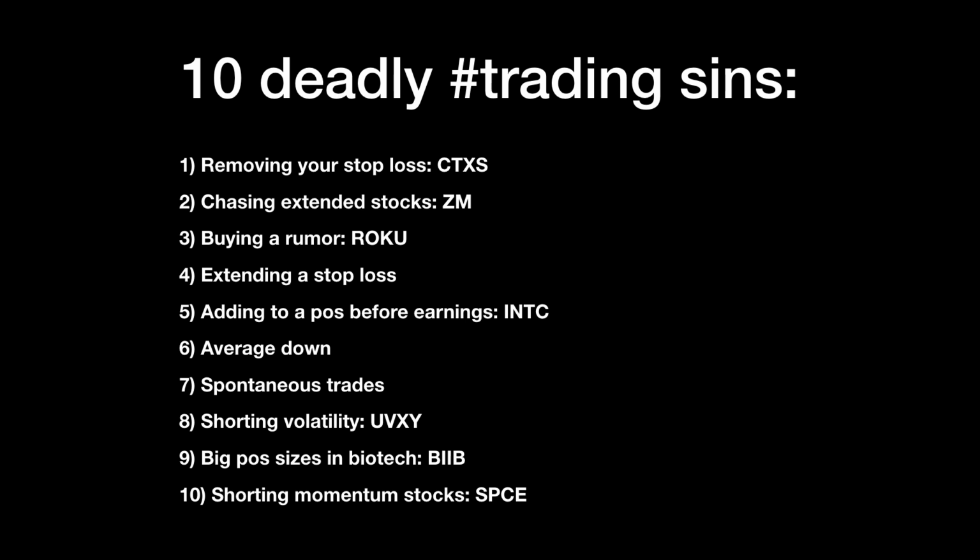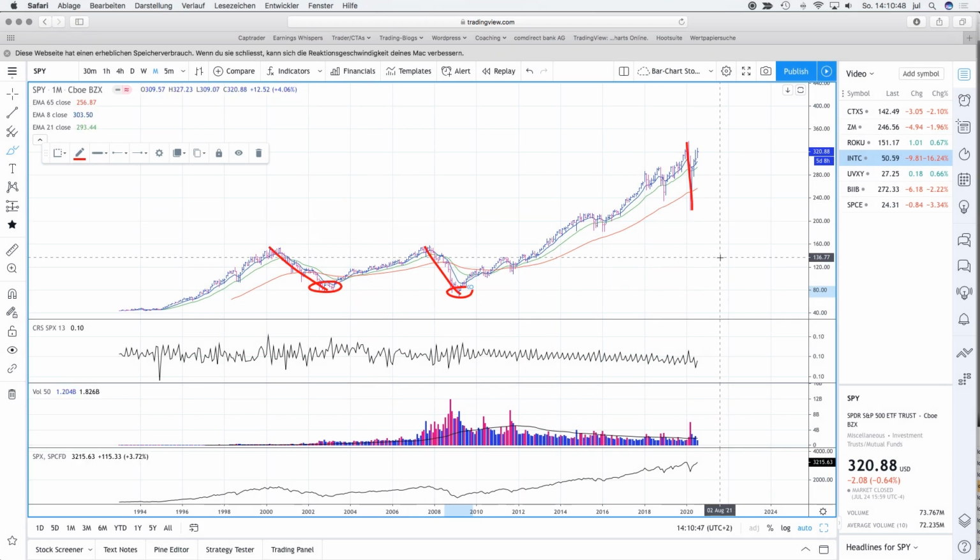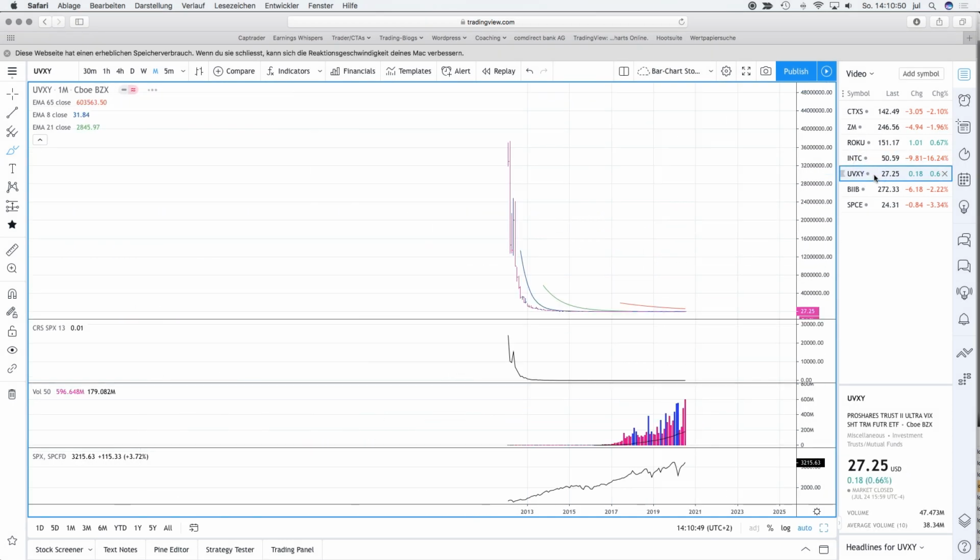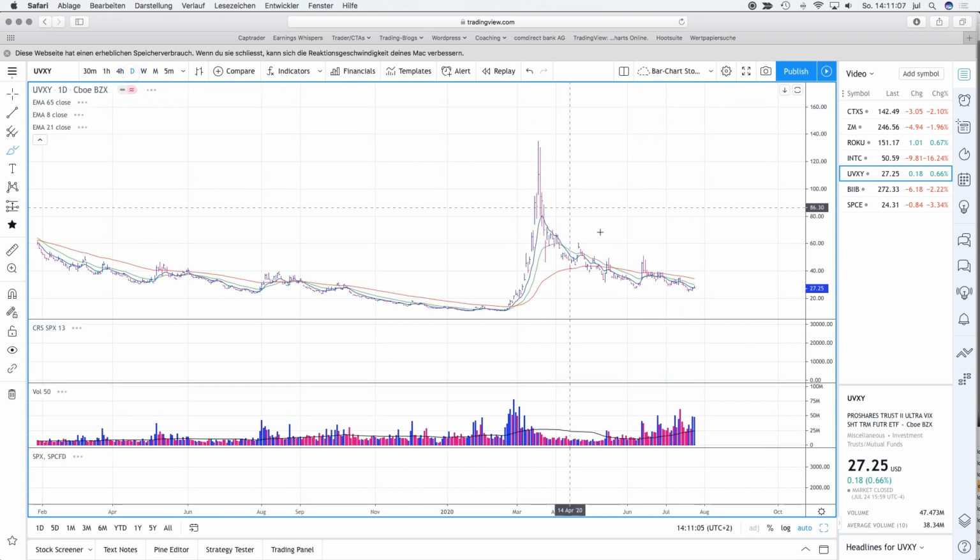Okay, the eighth deadly sin, shorting volatility. Of course, if you are an intraday trader or a short-term trader, it sometimes makes sense to short volatility, but in the long run, that will not pay out. Here, for example, you have a vehicle, an ETF, UVXY. I know that's based on options, and the time will have an impact on the options. But let's switch to the daily chart.